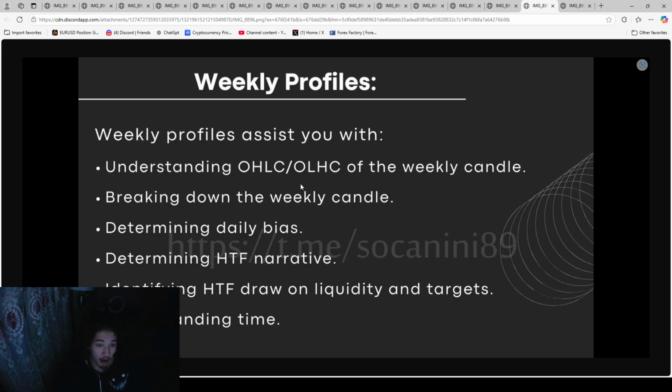These are the highest probability profiles. This helps you disregard the rest of the profiles, which are 6. But these 3 are the highest probability and happen most of the time, with an 80% chance of happening. So how will you know the high or low of the week? You're going to look at one of the weekly profiles that I'm going to teach you.